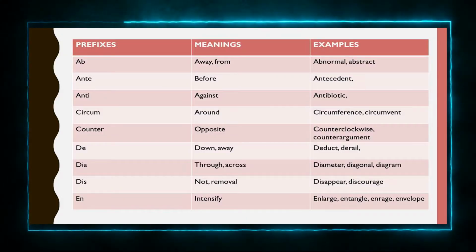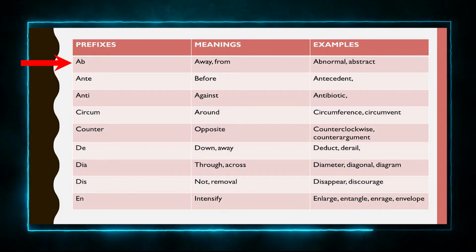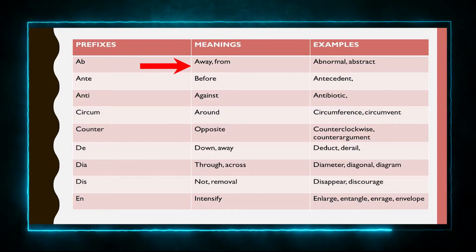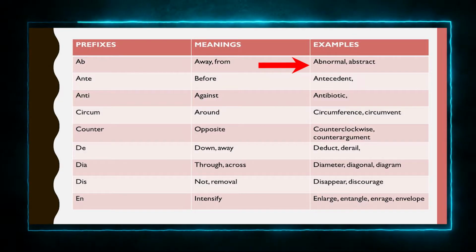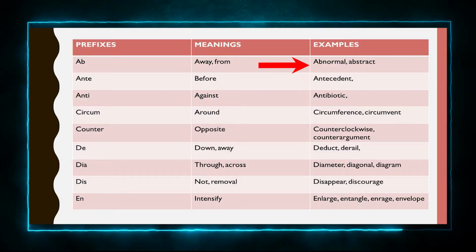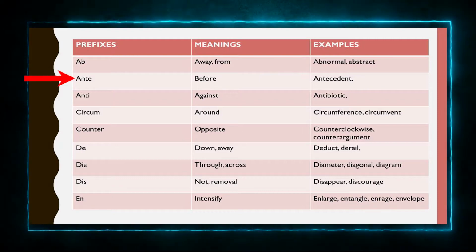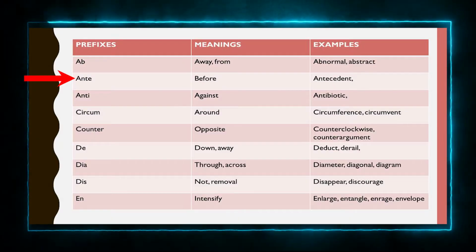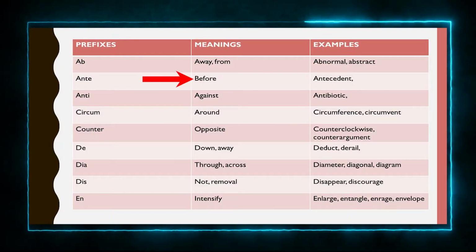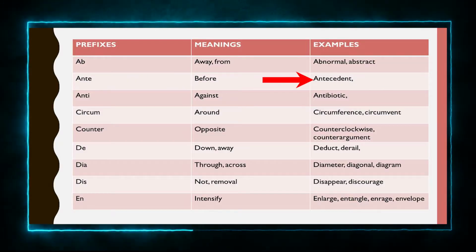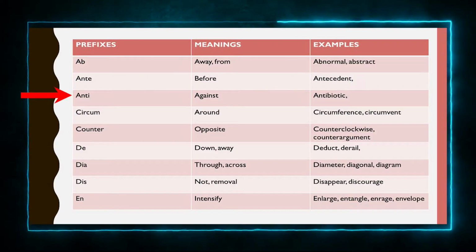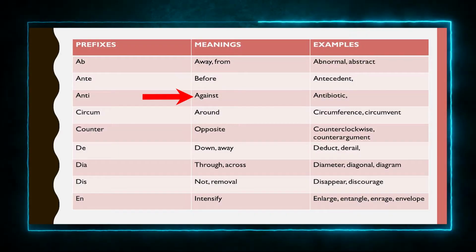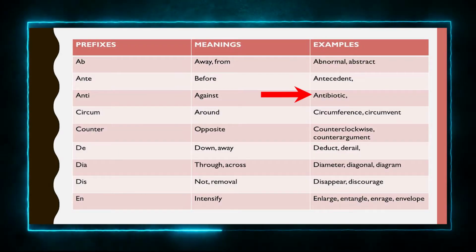Let's look at some common prefixes, their meanings, and examples. The first prefix we have is ab, which means away or from. By using this prefix, we can form words such as abnormal or abstract. There is also the prefix ante, spelled a-n-t-e, and it means before. So we may have a word such as antecedent. But there is also anti, spelled a-n-t-i, which means against, and we can have words such as antibiotic.